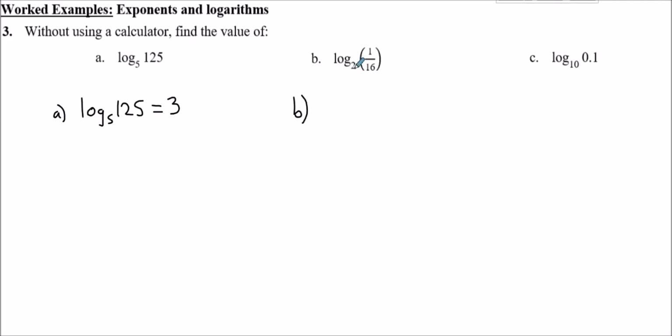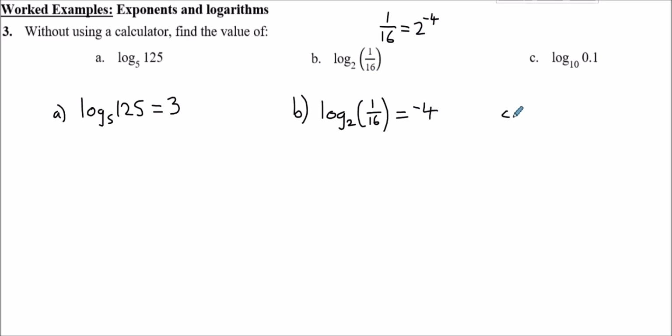For part B, what power of 2 do we need to get 1/16? Well, hopefully you'll see that 1 over 16 is the same as 2 to the power minus 4. 2 to the power 4 is 16, so 2 to the power minus 4 is 1 over 16. So we need to raise 2 to the power minus 4. And so log base 2 of 1 over 16 is minus 4.